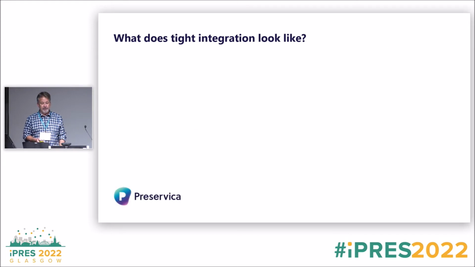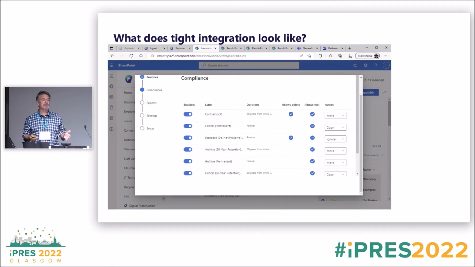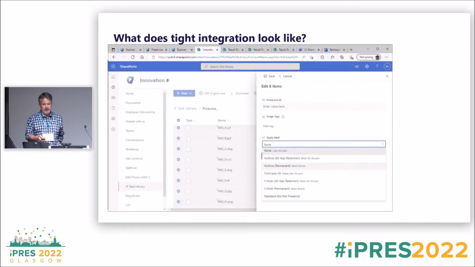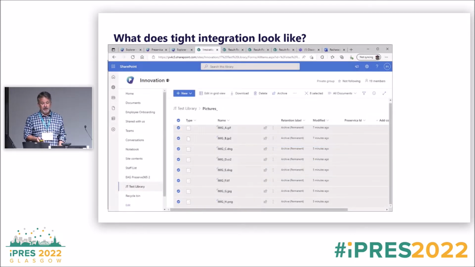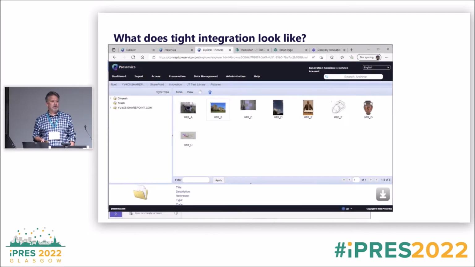So let's look at what that looks like when you start to think about retention labels. You can map retention labels onto actions as well. You can say, if you assign this retention label, do something. So let's look at that. We're going to assign a retention label to this content, and that is archive it. And we let it sit there, and suddenly it's all gone, because that was mapped on to move it to the archive. And again, when we look in Preservica, it's all there.